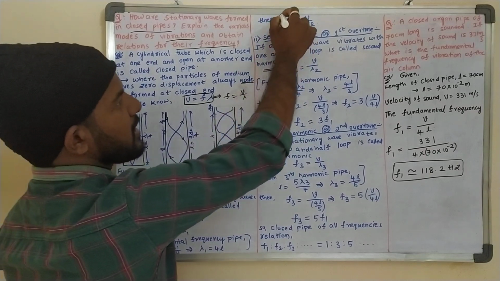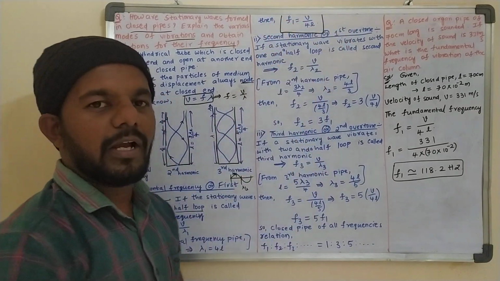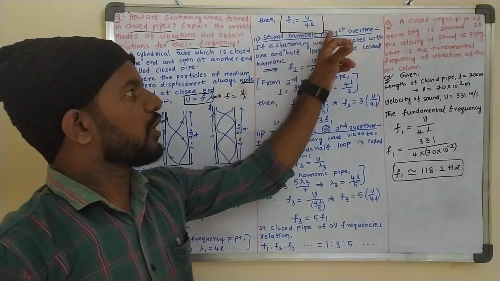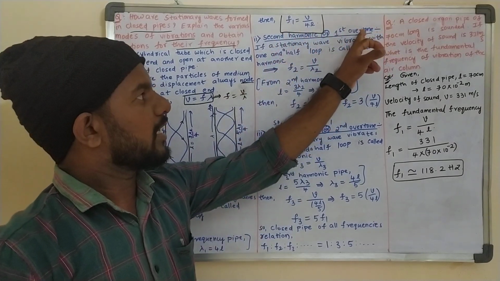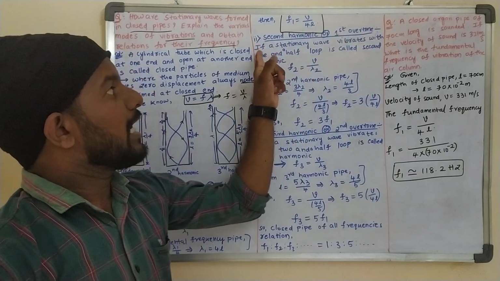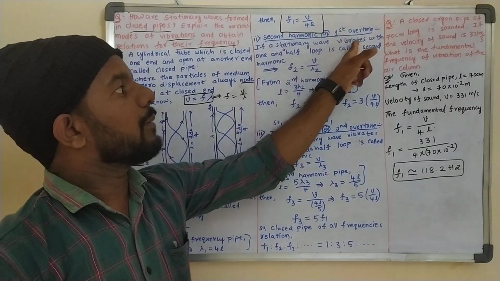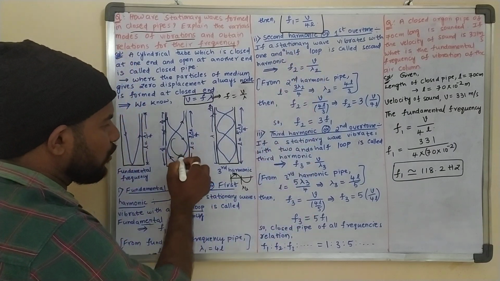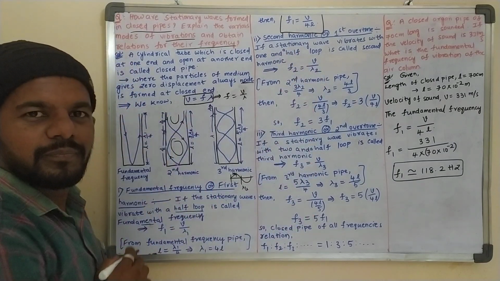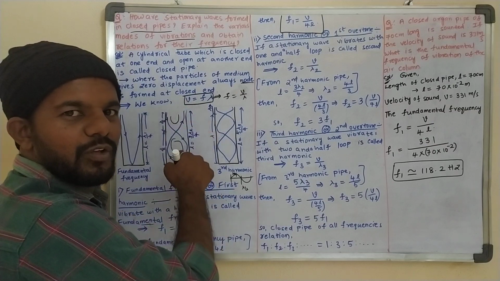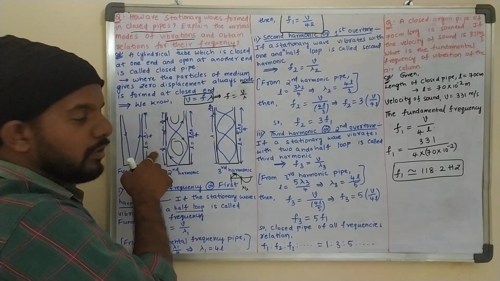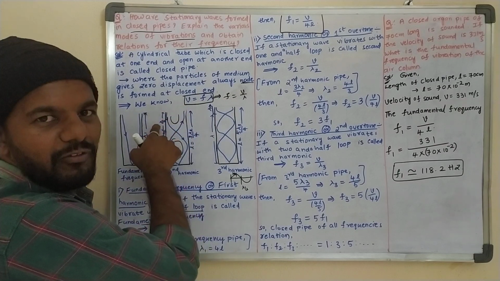So that frequency is V by 4L, we are getting. Next, second harmonic or first overtone we are taking. If the stationary wave vibrates with 1.5 loop, this is one loop and this is the half loop. A complete loop is lambda by 2 and a half loop is lambda by 4.